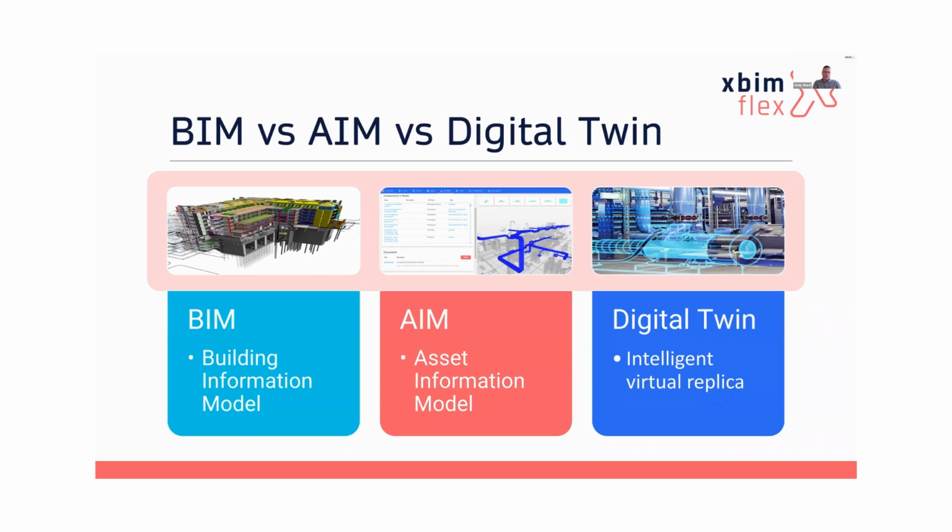There's a lot of confusion over whether a BIM is part of a digital twin, whether an AIM is part of a digital twin, and what a digital twin is in the first place. I thought I'd try and put down my thoughts on these three different terms and how they interact with each other. So we've got BIM, building information modeling, AIM, asset information models, and digital twin, which I'll try and define now.